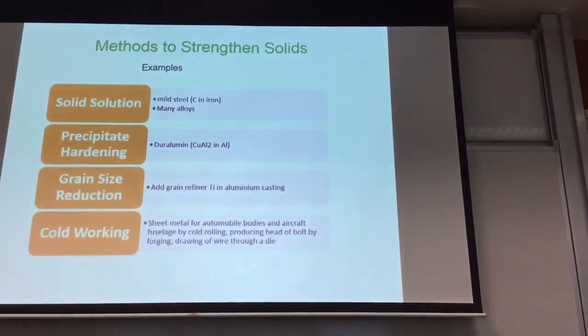The last one is cold working. What is cold working? It adds in dislocations. Why would cold working increase the strength? What's the difference between cold and hot working? When we talk about hot working, it's still below the melting temperature; it's a solid.